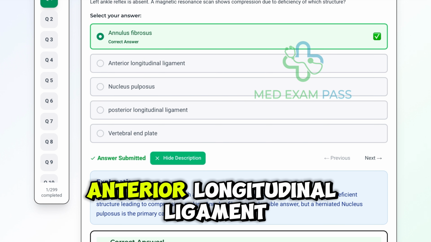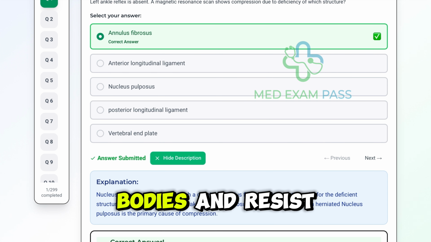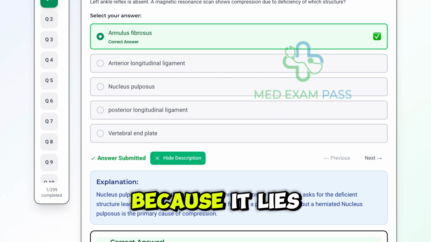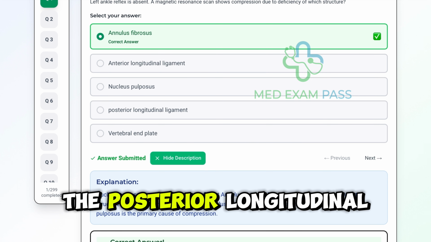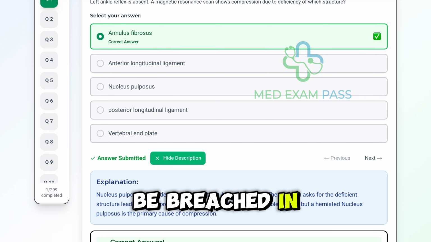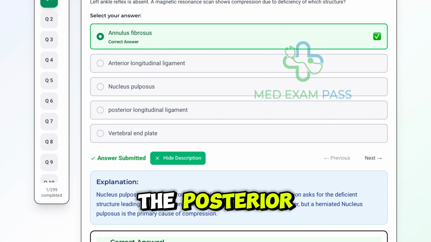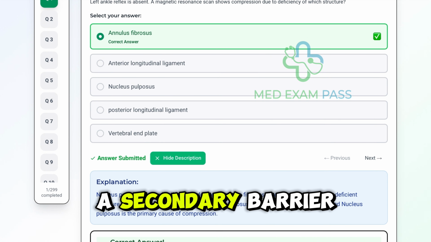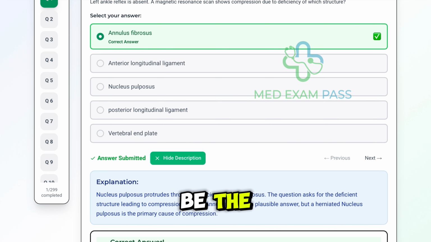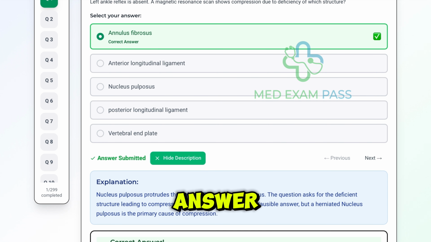Now the other options. Anterior longitudinal ligament: it runs along the anterior surface of the vertebral bodies and resists hyperextension. It is rarely involved in the posterior disc herniation because it lies anteriorly. What about the posterior longitudinal ligament, option number 4? This ligament may be breached in large disc herniations. The primary structural defect occurs in the annulus fibrosus; the posterior longitudinal ligament is a secondary barrier. So if the question asked, other than the annulus fibrosus, what structure might be responsible for the disc herniation, then the posterior longitudinal ligament could be the answer.